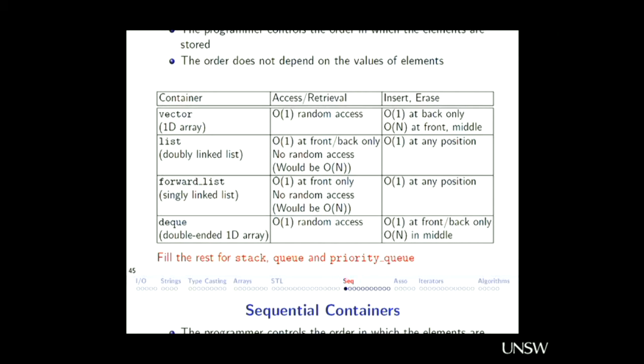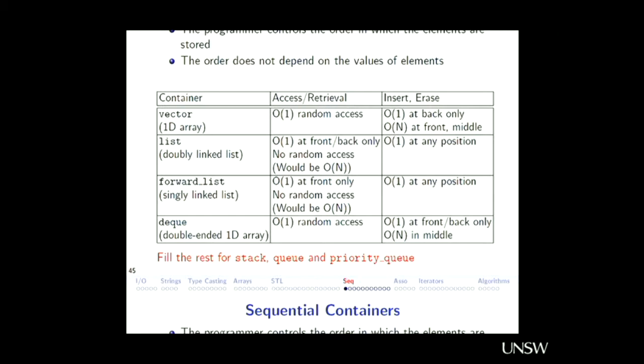With a vector, you can just go straight to a middle location. So for a vector, random access, going to the middle or something, is very fast. A list does not even allow you to do that. A forward list, a singly linked list, only allows you to access the front, it doesn't allow you to access anywhere else down it, but you can insert anywhere along the list. And a double-ended queue does allow you random access, and it's got a very similar insertion and erasing time to a vector.